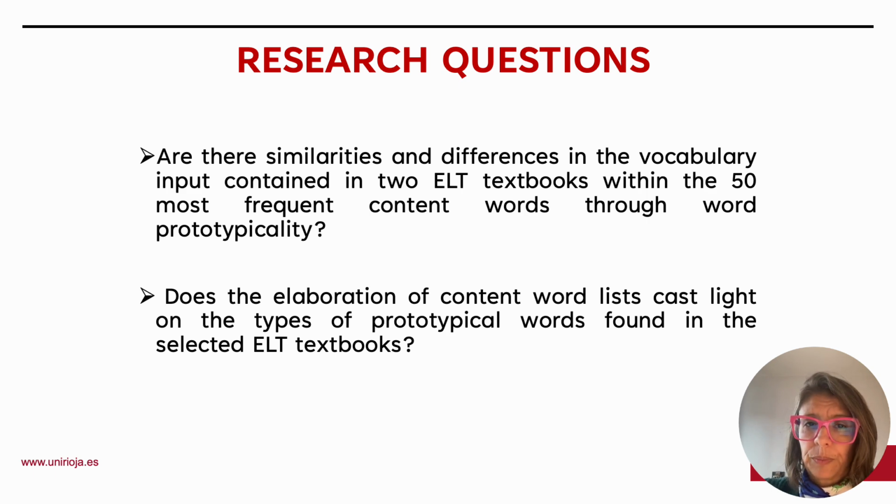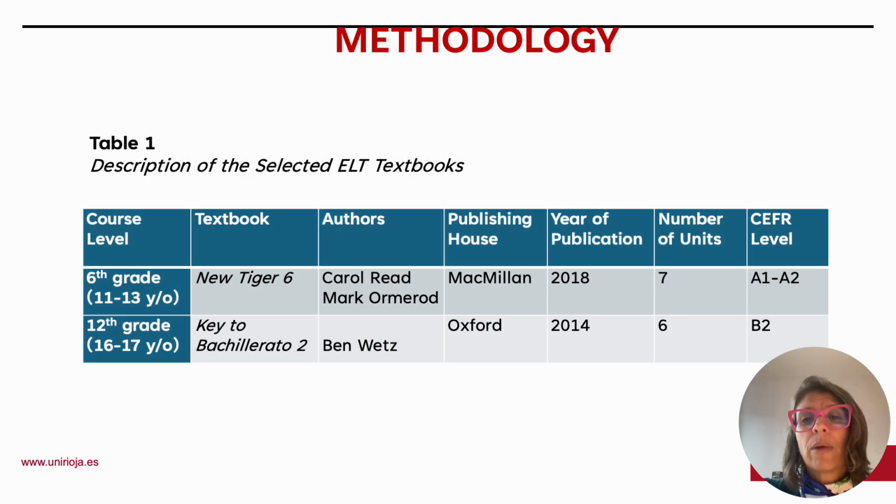For our methodology, here in this table, Table 1, shows the description of the selected ELT textbooks, so you can find items regarding the name of the textbooks, the authors, the publishing house, the year of publication, the number of units, and the Common European Framework of Reference level. So the level of performance in this case for the 6th grade is A1, A2, whereas for the 12th grade is B2.